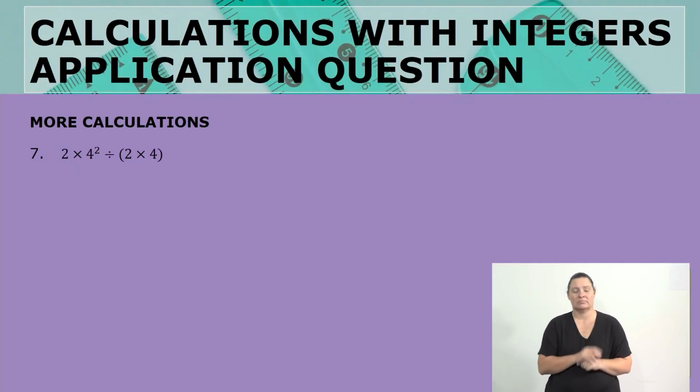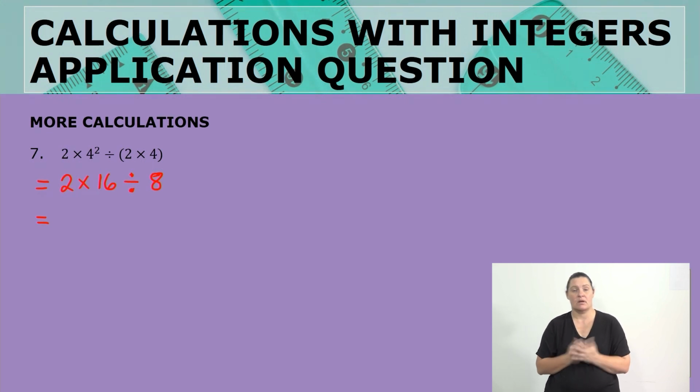So number 7 says there 2 multiplied by 4 squared divided by 2 multiplied by 4 in brackets. So we are going to start with the powers and with what is in the brackets. So 2 multiplied by, what is 4 squared? So this is a positive 4. 4 times 4 is 16. We are going to divide that by, in the brackets we have 2 times 4. That is going to give us 8.